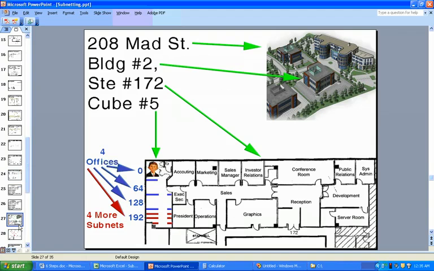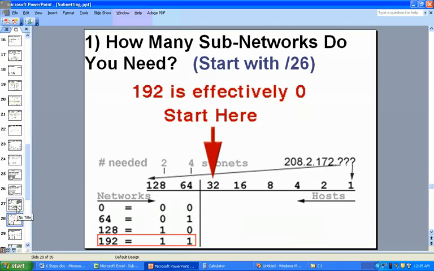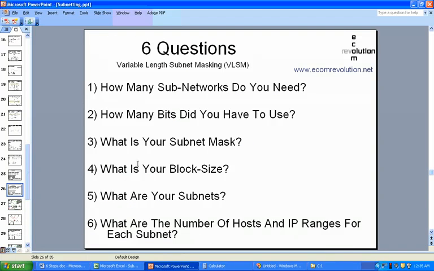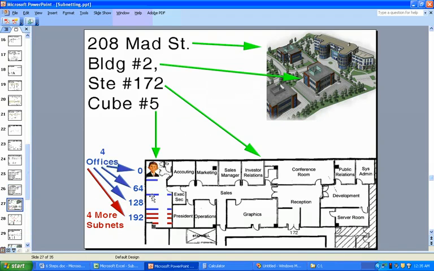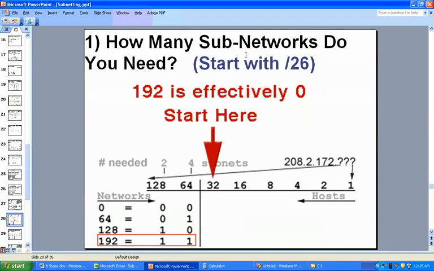It's no different. So where are we at here? All right. So 6 steps, same process. We have Alfred's situation. He's got the 0 network, 64, 128, 192, which we did earlier. But we're going to get 4 more subnets out of the 192. And we're only going to focus on the 192. We could certainly do it for all these, but we're going to keep this short and simple. So, again, he's at 208 Mad Street, Building 2, Suite 172. He's in Cube 5, but we're going to subnet whoever he works with down here in the 192 network and subdivide that one yet further. How many subnets do I need?